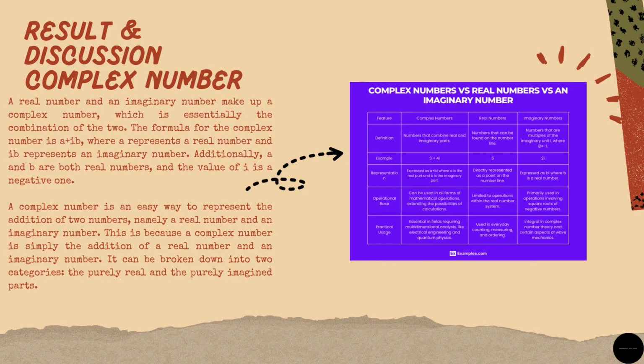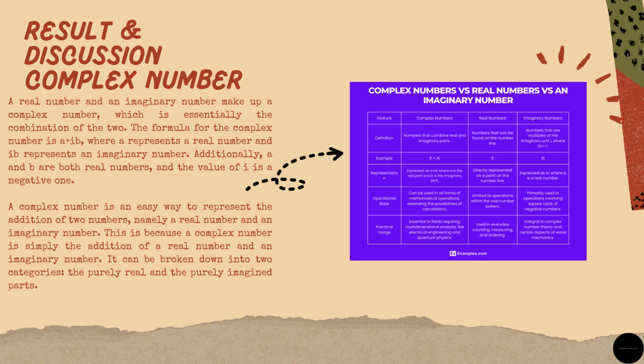Result and discussion of complex numbers. A real number and an imaginary number make up a complex number, which is essentially the combination of the two. The formula for the complex number is a plus ib, where a represents a real number and ib represents an imaginary number. Additionally, a and b are both real numbers and the value of i is the square root of negative one.